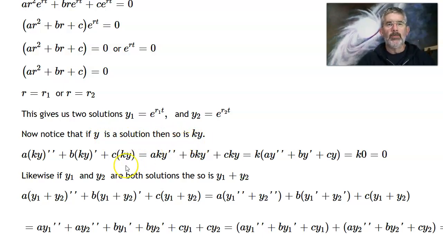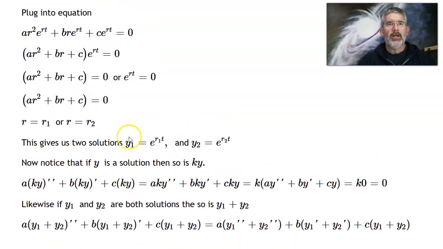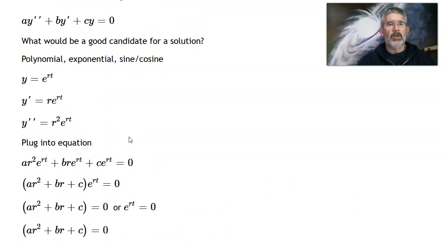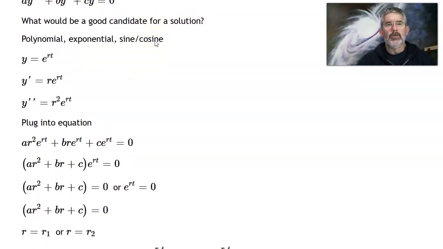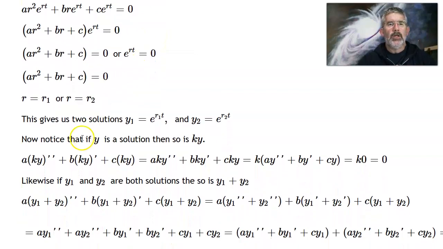I'm just going to take ky and plug it into the left-hand side of this differential equation. I'm plugging ky in for y, and see if I get 0. See if it works, right? So here we go. ky is plugged in for y each time. This one I'm just multiplying by c. This one I'm taking the derivative and then multiplying by b. And this one I'm taking the second derivative and multiplying by a.